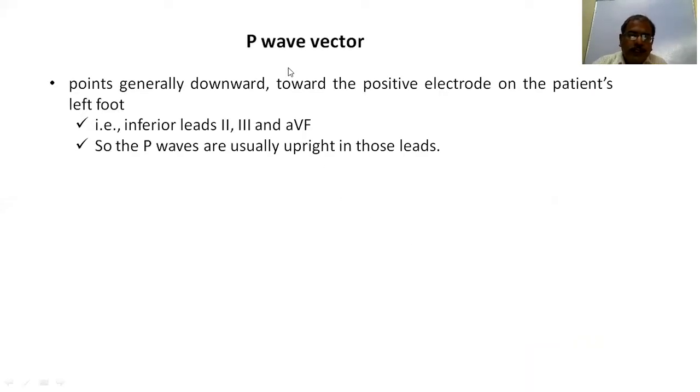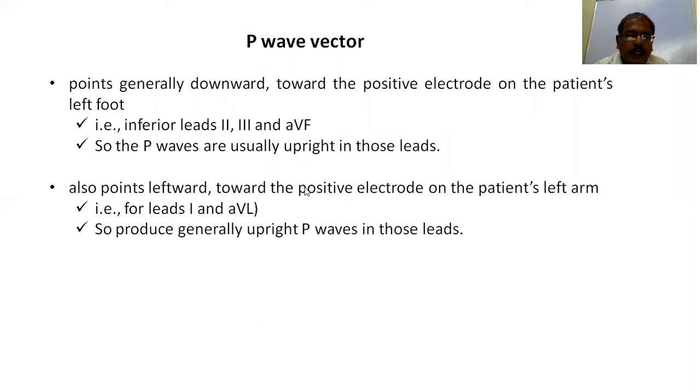So for the P wave vector, the P wave points generally downward and towards the positive electrode on the patient's left foot. That means inferior leads will show positive deflection: 2, 3, AVF. So the P waves are usually upright in those leads. That means in lead 2, lead 3 and AVF.